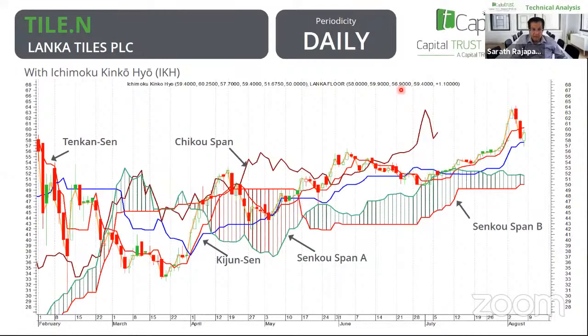Lanka Tiles, the same story. They are reasonably wide, below the candlestick, quite a distance away from the candlestick line, and the cloud is below the candlestick.